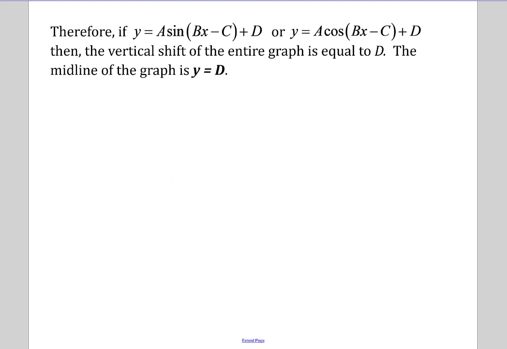So summarizing all of that, this is the important part. Anytime you see a sine curve or a cosine curve written in standard form like this, it's the d value, that number outside of the argument, either added or subtracted. That's your new midline, and you have to be careful for that.